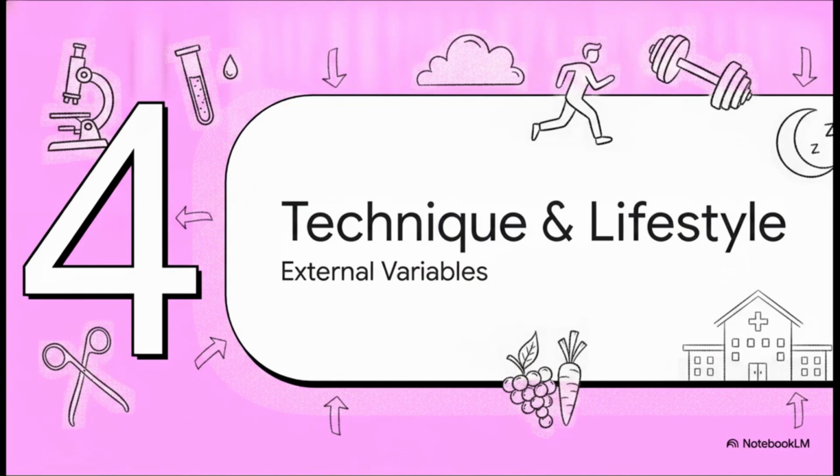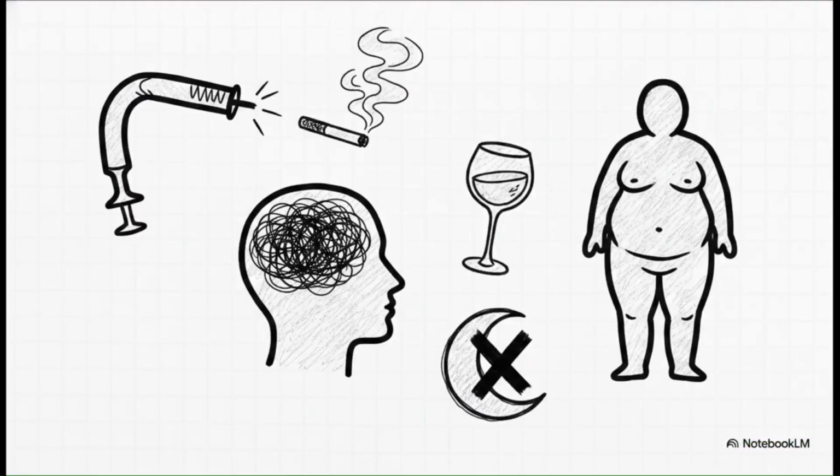Okay, Section 4, Technique and Lifestyle, the external variables. We absolutely have to consider the outside variables, which encompasses both the medical procedure itself and day-to-day life. On the clinical side, a traumatic embryo transfer, catheter resistance, or incorrect placement can directly reduce your odds of success. But please don't overlook lifestyle factors: smoking, excess alcohol, obesity, poor sleep, and high stress.